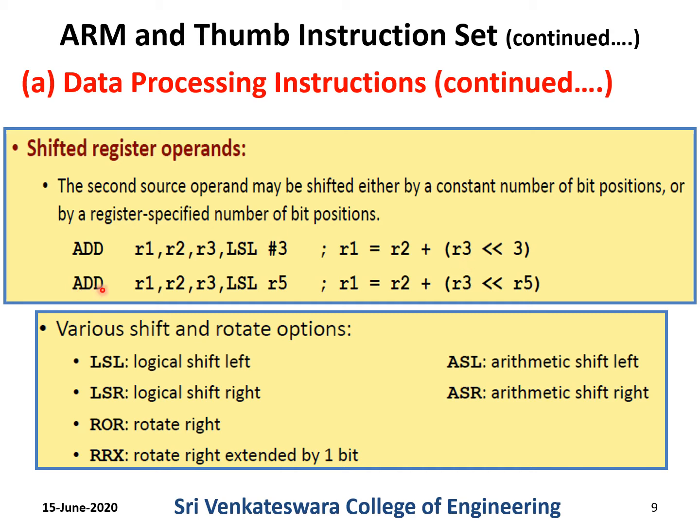So R1 is equal to R2 plus the left shifted version of R3, shifted 3 times. Similarly, in the next example, ADD R1, R2, R3, LSL R5. Here the number of times the shift is to be done is specified in the register itself. So the shift count can be either directly given in the instruction or it can be specified in a register. R5 has a number that gives how many times the operand has to be shifted. So R3 is shifted by the number of times specified in R5, and the shifted version of R3 is added with R2, and the result is stored in R1.